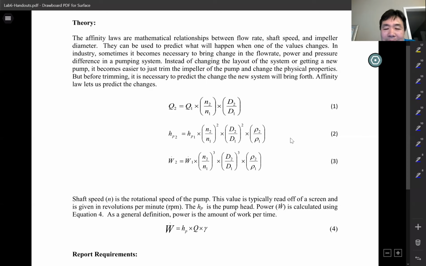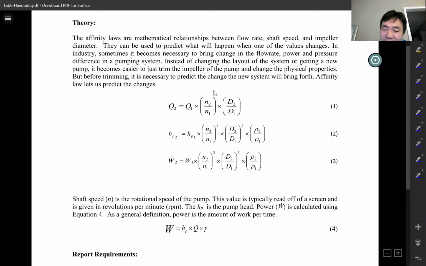So in this lab number 6, we use the same pump as lab number 5, right? There's no way we can trim the impeller. We won't be able to change the diameter of the pump, so the diameter ratio here is 1. We run the same fluid, water, so the density ratio is the same too. Density ratio is also 1, it doesn't change. Okay? The only thing we can change is RPM, right? That's a variable speed pump, so we can easily change the RPM of the pump.